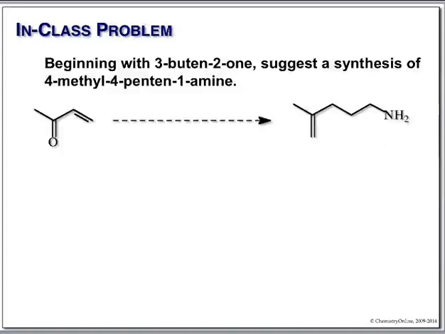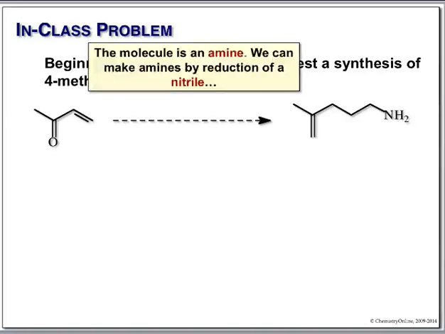As always, we want to start with our last reaction. This is the addition of a carbon and a nitrogen. That should scream at you, nitrile, right? So if we had a nitrile, we could reduce it to make the primary amine. Go ahead and draw the structure of the nitrile that you would need.